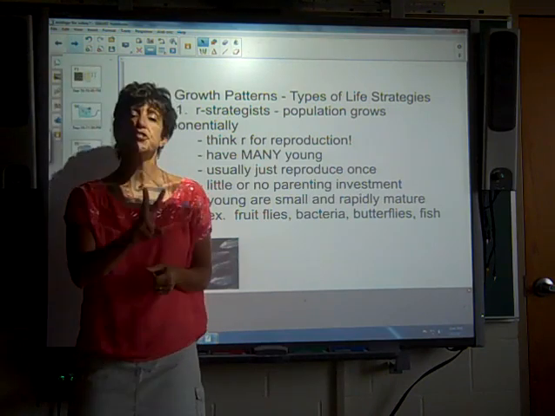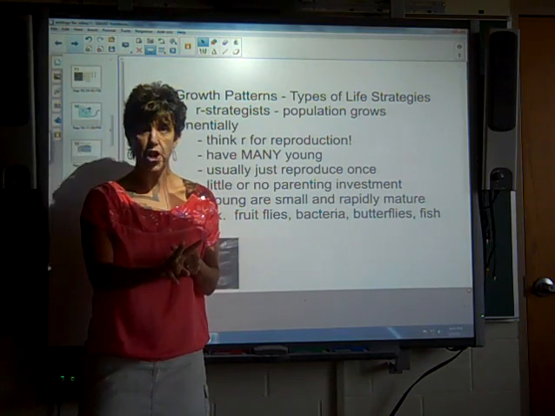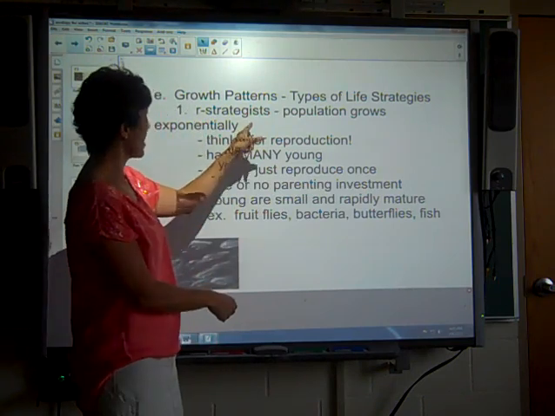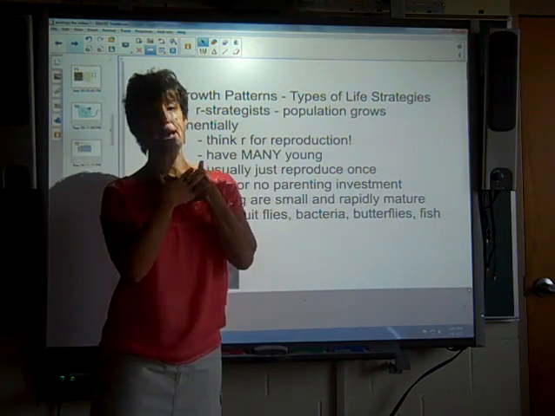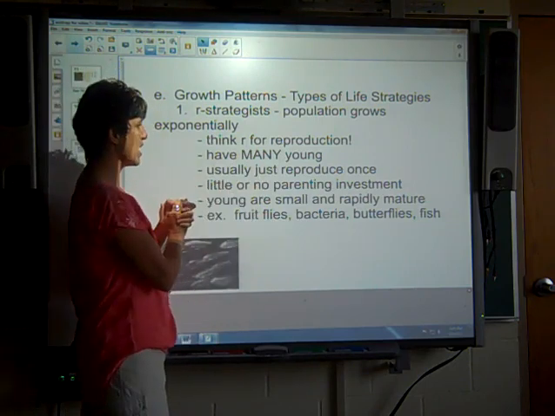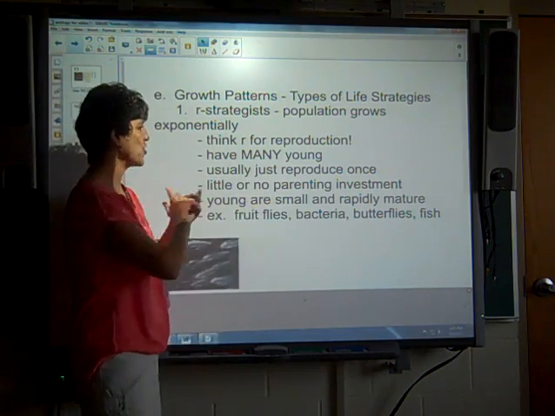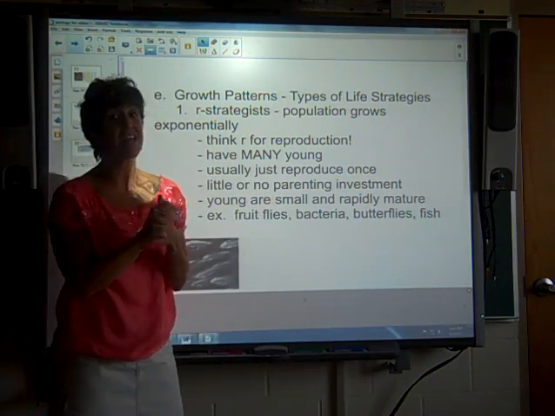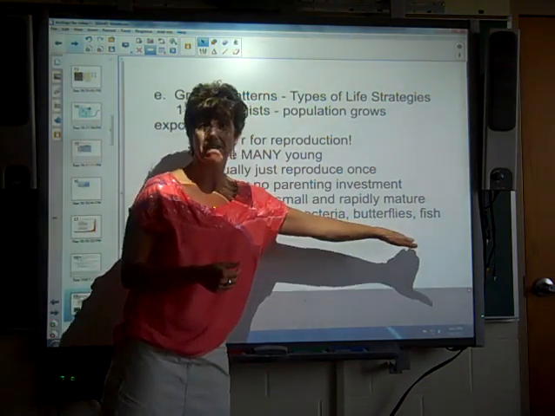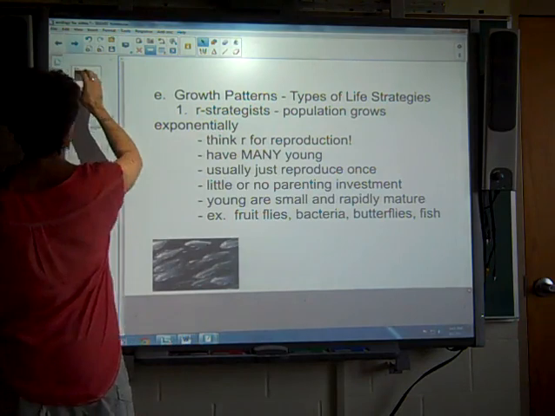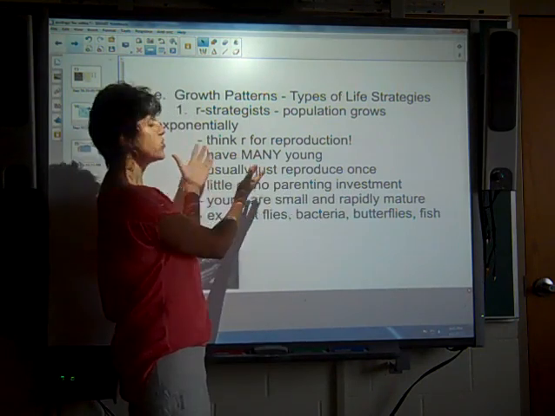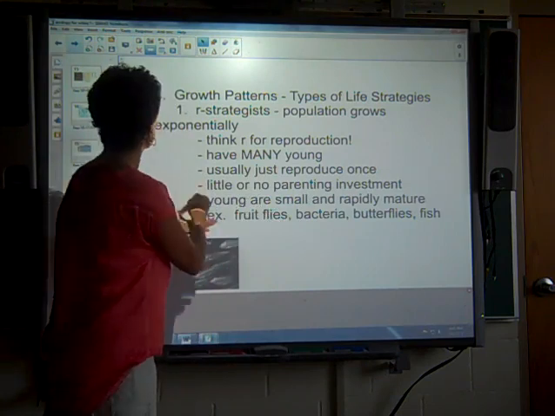All right, growth patterns. There are two different strategies that populations undergo. They're either an R-selected strategist or a K-selected strategist. An R strategist, the population grows exponentially. So right away, R, think reproducers. So I have it right there on the first line. Think R for reproduction. They have many young. They usually just reproduce once. Little or no parenting investment. The young are extremely small and they reproduce at a very young age. Think right away of examples like fruit fly, bacteria, butterfly, fish. Those are perfect R strategists. They are great at the beginning of succession. If an area is just beginning growth, usually it's your R strategists that are your pioneer organisms.